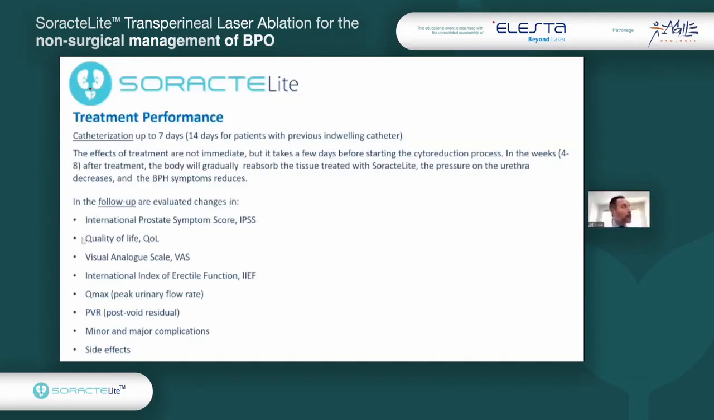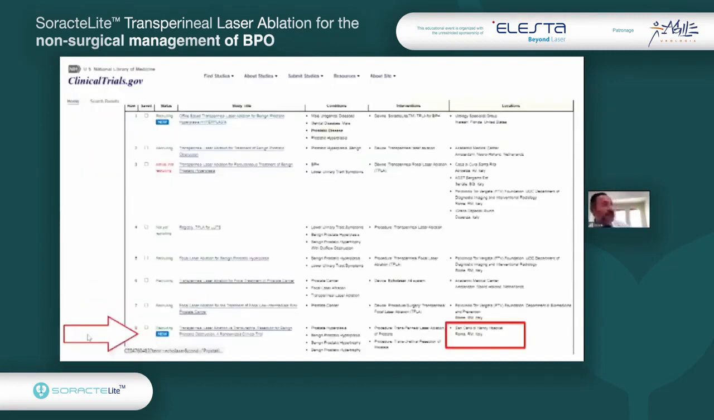So this is basically what we check in the follow-up. We check the IPSS score, quality of life. We check the pain of the patient after the procedure using a VAS scale. Also, we check the IIEF, the International Index of Erectile Function questionnaire. We use obviously the Qmax, the peak urinary flow, just to assess the de-obstruction of the procedures. Then we check the postvoid residual, minor and major complications, and possible side effects.